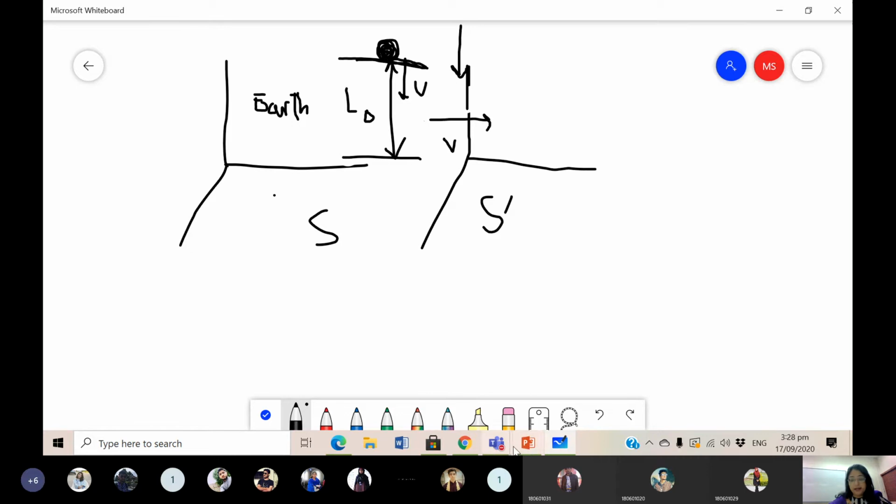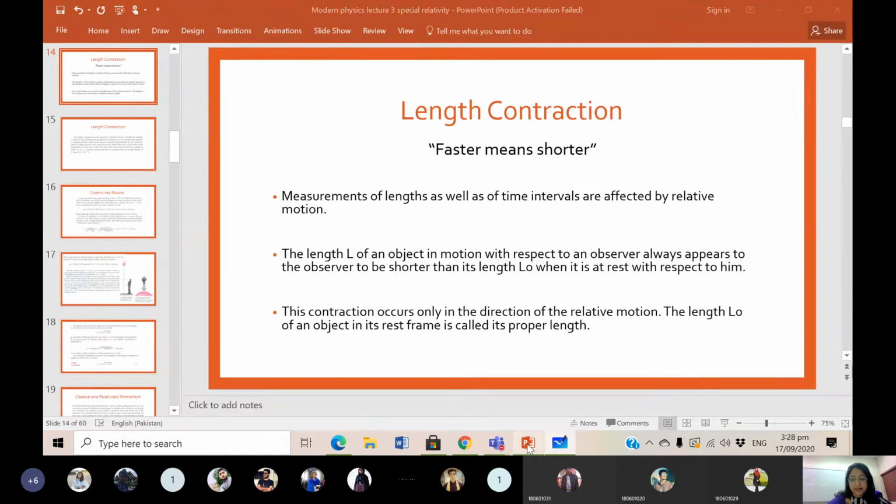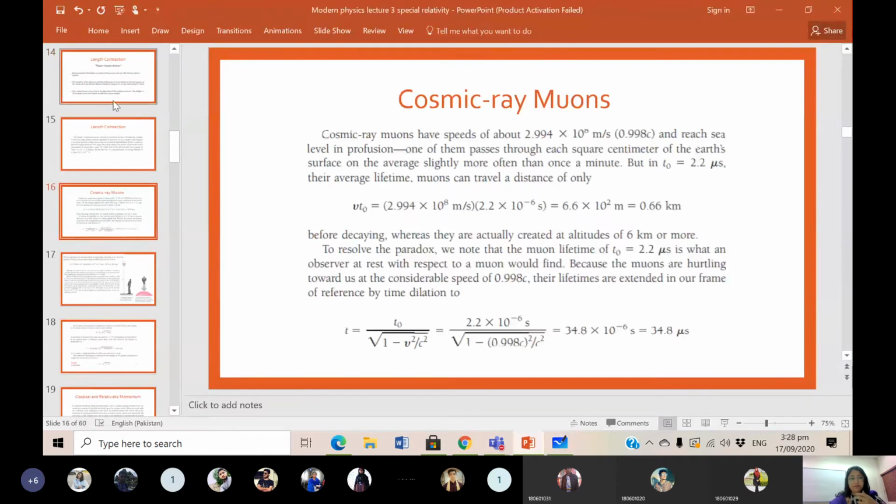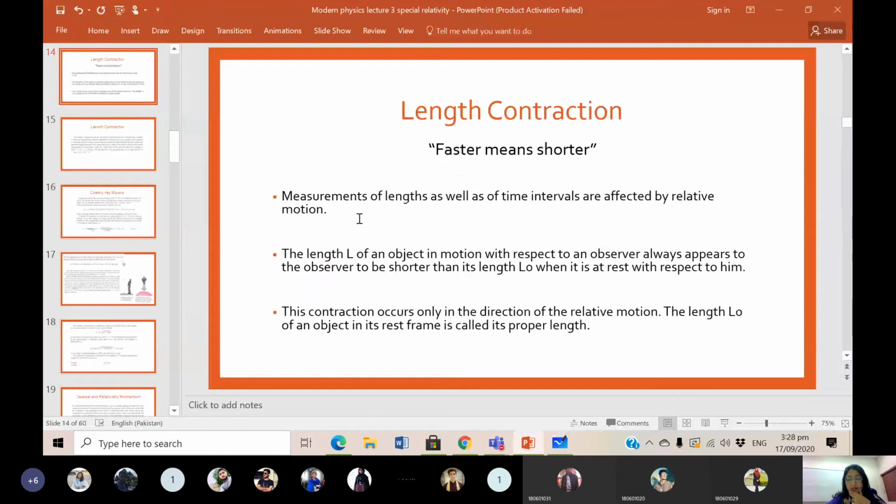This is a bit tricky, but let me show you an example. First, let me go through these two slides as well. So measurement of length as well as time intervals are affected by relative motion. Relative motion will affect not just time intervals, but length as well. But length changes in the opposite way. Like in time dilation, time increases, while length, on the other hand, becomes smaller. But we have to be careful about which frames we're talking about and which frame of reference we are viewing from. So that's very important.